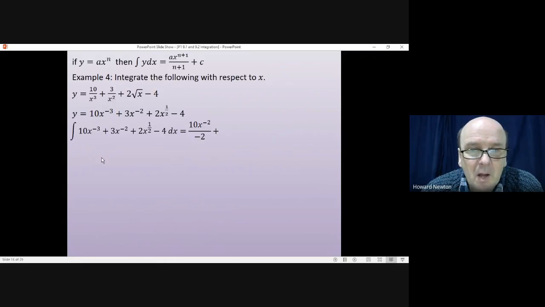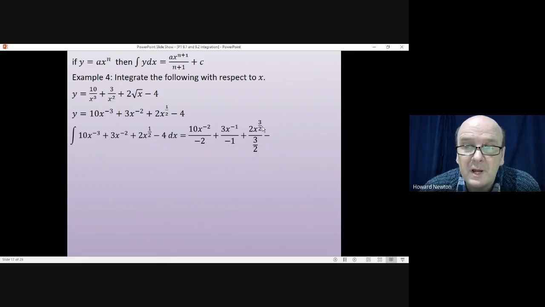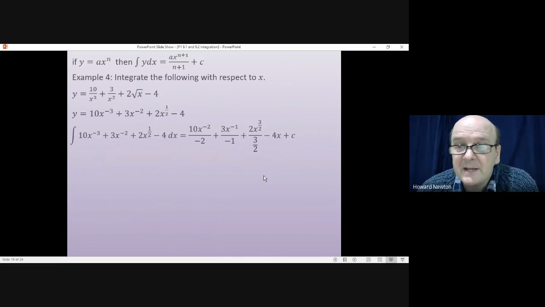Minus 3 will go up to minus 2. And then I'll have to divide by the new power of minus 2. Minus 2 in the second term goes up to minus 1, and I'll have to divide by minus 1. A half will go up to 1.5, 3 over 2, and I'll need to divide by the new power, 3 over 2. And minus 4, that becomes minus 4x when I integrate it, and I get an arbitrary constant.